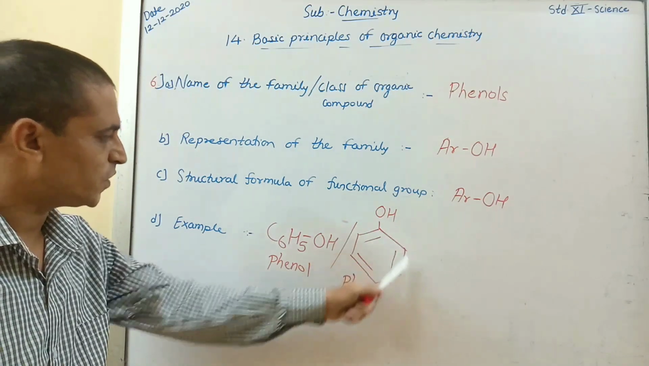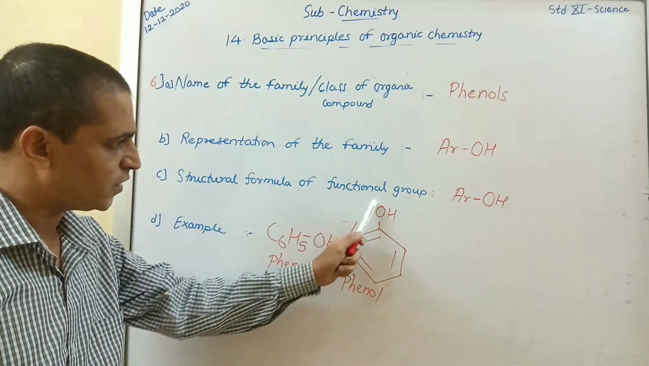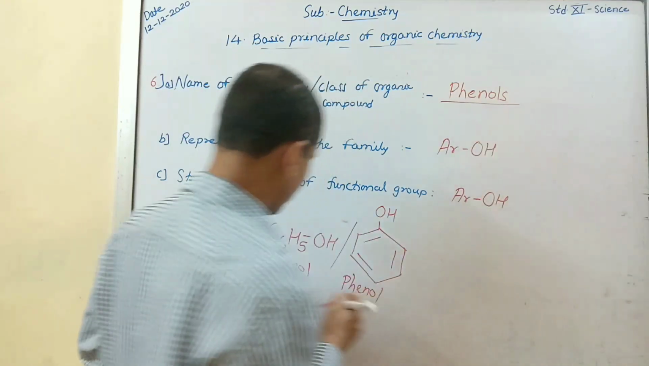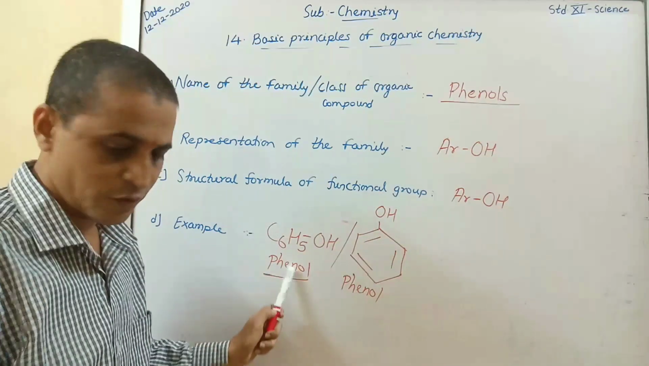Now you remember this ring is what? C6H5. H is replaced by what? OH. So you get C6H5OH. It can also be written this way. And class is what? Phenols. And this is the formula of the phenol. So try to remember the difference between phenols and phenol.